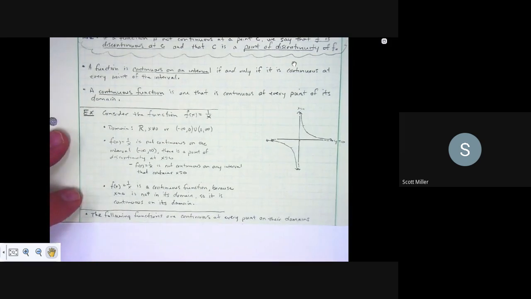The following functions are continuous at every point on their domains. And so I gave you some examples here. Let me show you down here so you can see them.